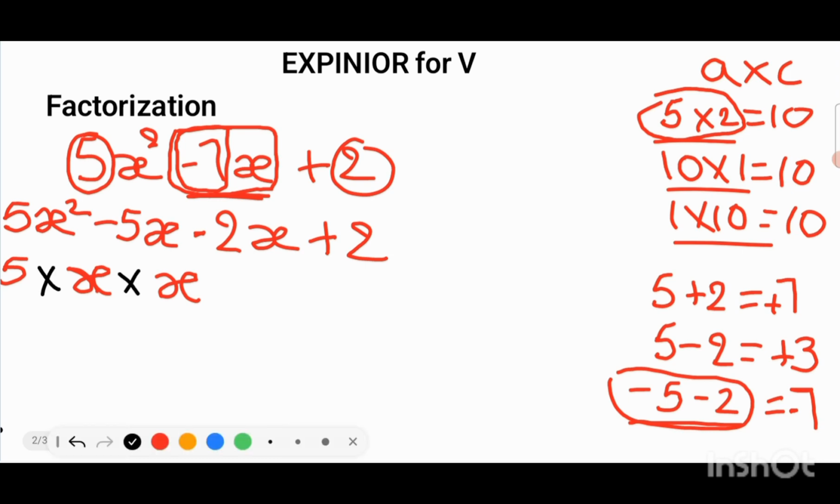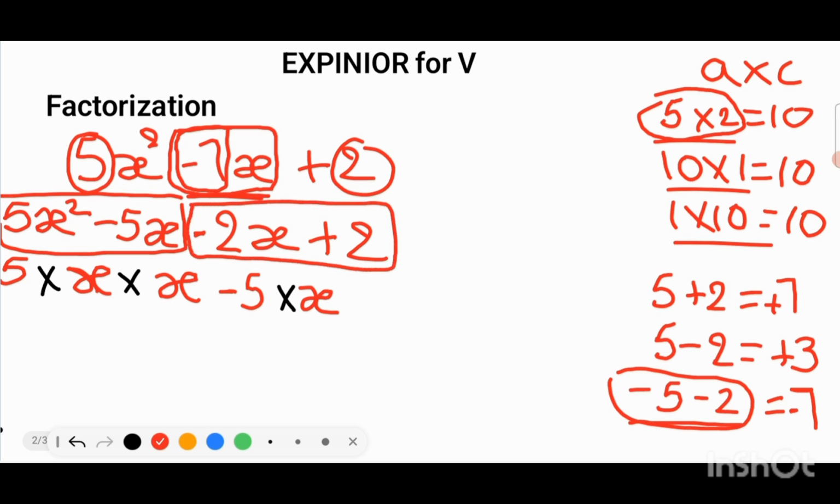Okay, minus 5 into x. So this is one part, this is one part. We will divide. The first step is we did this and then we divided the middle term. Not simply dividing the middle term; we have to divide it using those numbers which are expressed as a product of 10. 5 twos are 10, right?